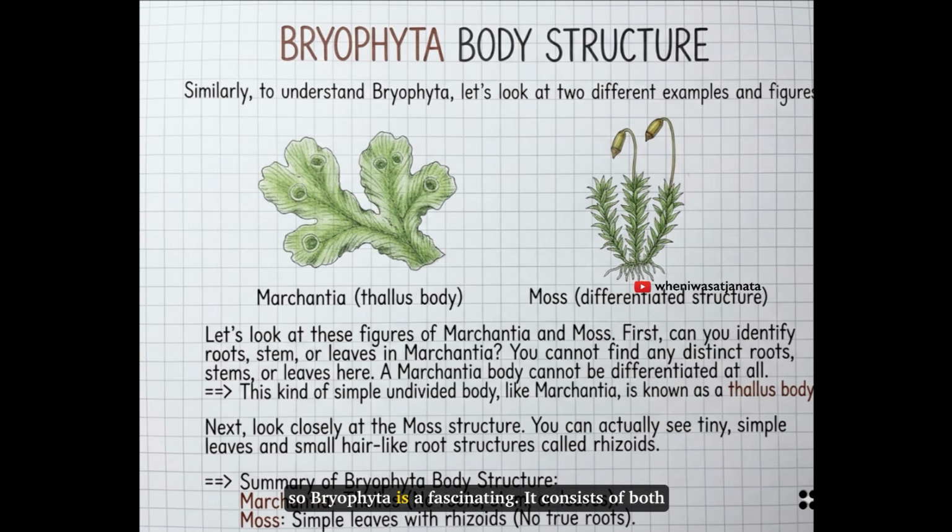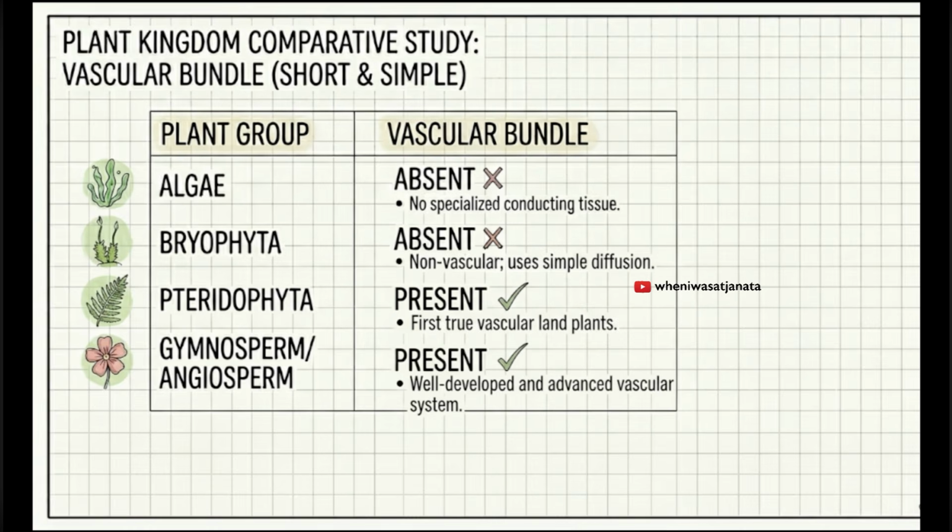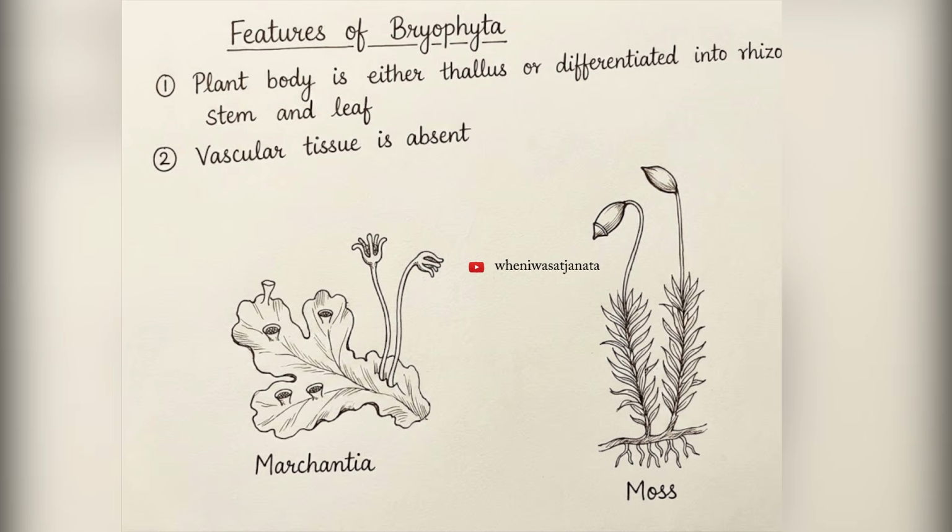So, Bryophyta is fascinating. It consists of both completely flat thallus bodies and some structures with simple leaves and rhizoids. If you look at algae and bryophytes, no vascular tissue is found. Open your note and at first let's write these two features. 1. Plant body is either thallus or differentiated into rhizoid, stem and leaf. 2. Vascular tissue is absent.